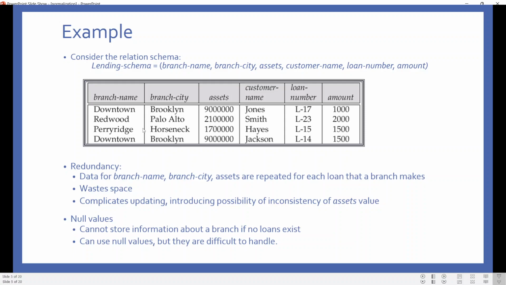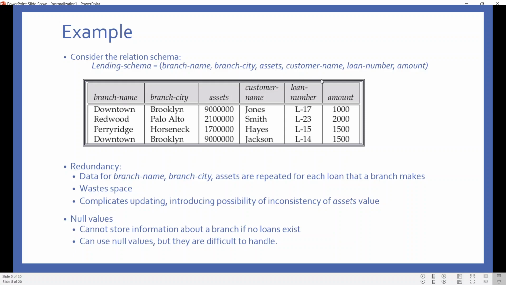Another thing which can occur is the updation anomaly. In this case, suppose I'm updating the value of assets, for example, for Downtown, changing this value from 90 lakhs to 80 lakhs. Wherever this Downtown branch name occurs, I need to update everywhere. Suppose 1000 tuples are there where Downtown appears, all these places need to be updated. This is called updation anomaly.